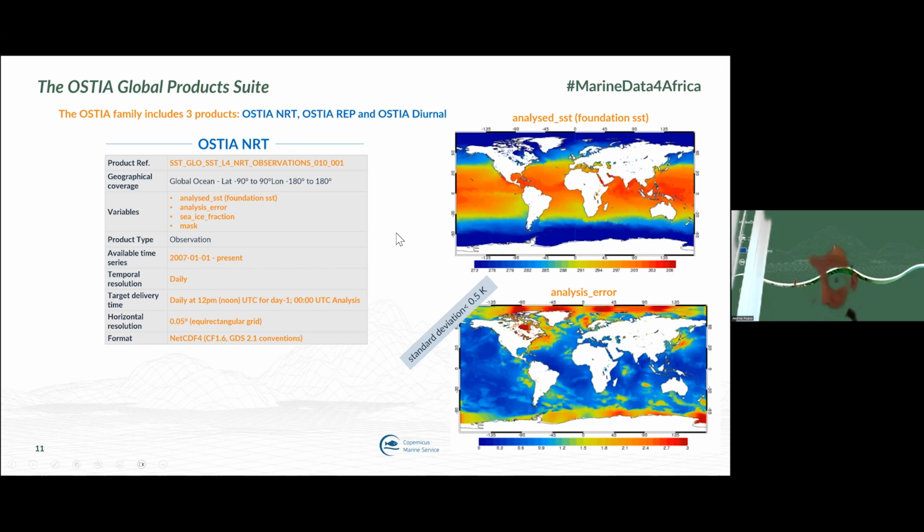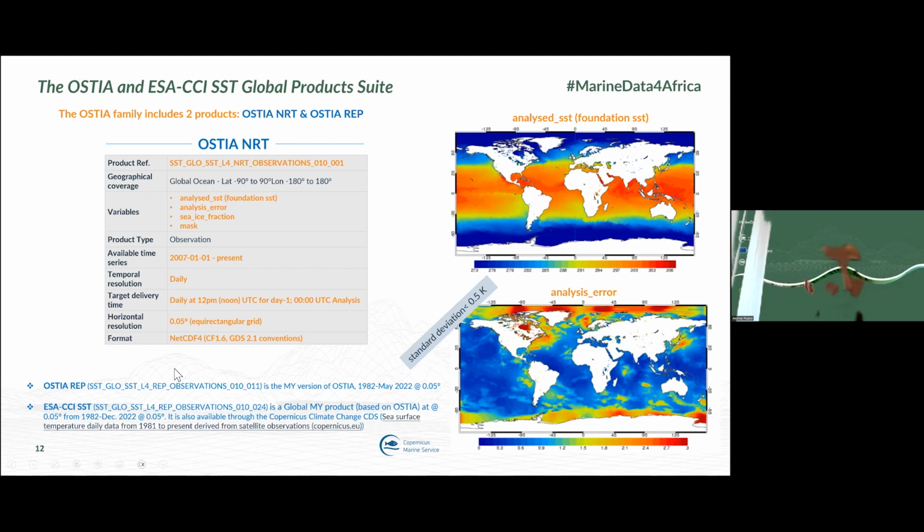The main variables are the analyzed SST or foundation SST, analysis error, sea ice fraction, and mask. Remember that these variables are the same for all the SST products, either global or regional. The analysis error map can be useful, since it gives you an estimate of the SST error. On average, this product has an error of less than half a degree.